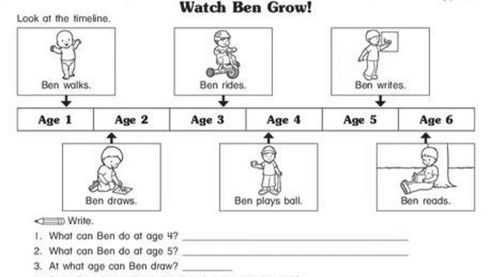So at age 2, Ben draws. At age 3, Ben rides a bike. So we can use the picture clues to help us with the sentence as well. At age 4, Ben plays ball. We're going back up. At age 5, Ben writes. And at age 6, Ben reads.